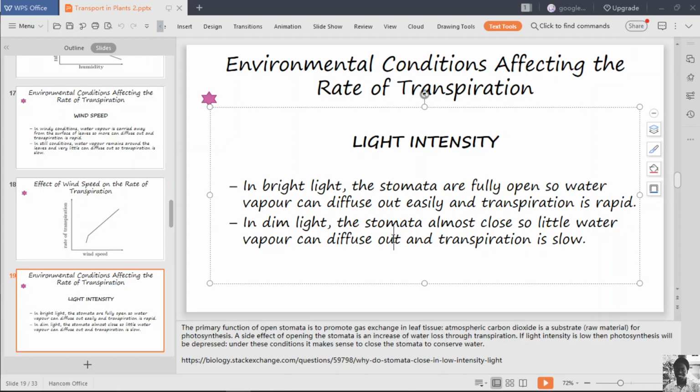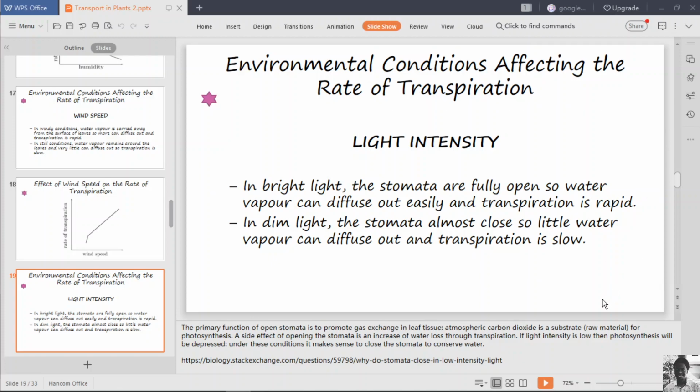Now in bright light the stomata are fully open, so water vapor can diffuse out easily and transpiration is rapidly happening. In dim light, however, the stomata close, so little water vapor can diffuse out of the leaf and transpiration would be slow. So transpiration occurs faster in bright light. Not that light intensity directly affects the rate of transpiration, but light intensity affects the opening and closing of the stomata of the leaves, and whenever the stomata is open, the rate of transpiration would increase.